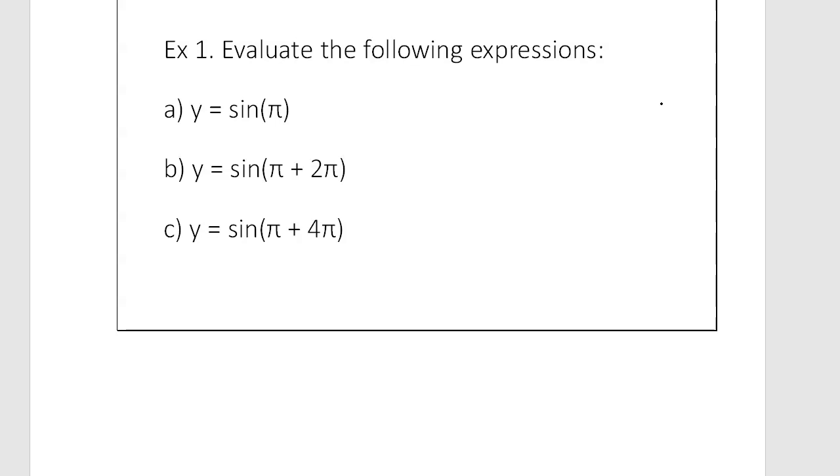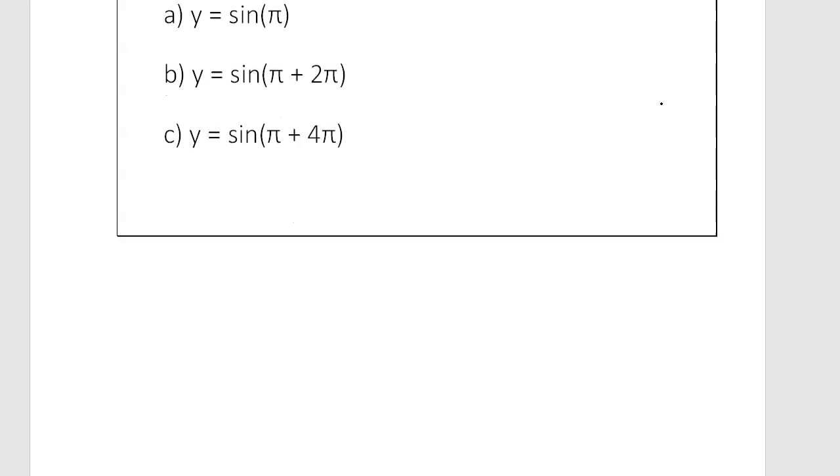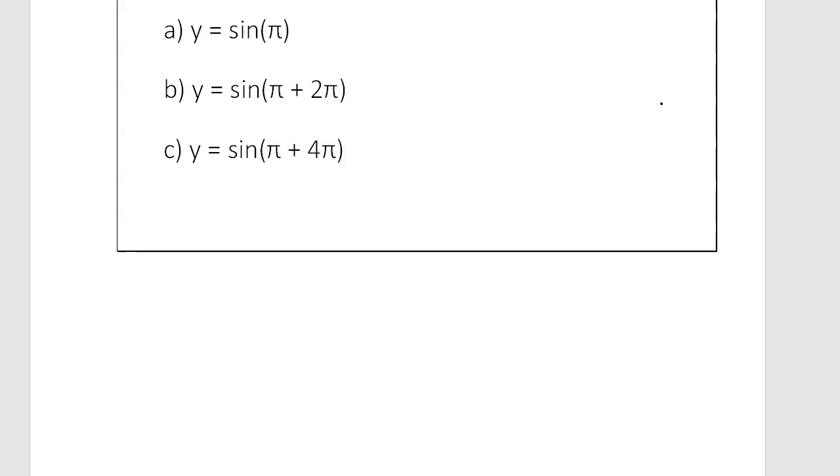So we want to evaluate the following expressions. If we look at A, what I'd actually ask you guys to do is pause this and just really quickly run through these examples and try to solve these expressions. Okay, if you did that, you know that in A, sine of pi is just 0.